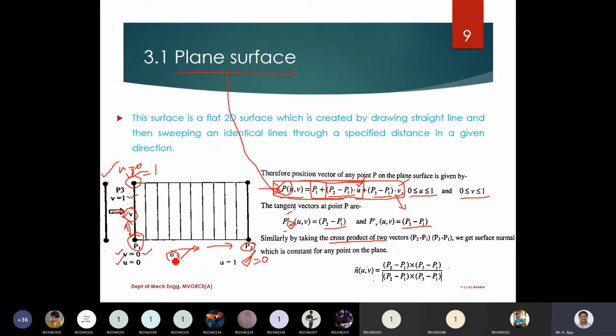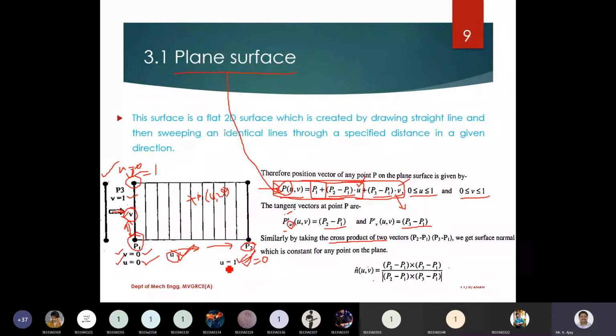So by varying u value from 0 to a maximum value of u equal to 1, I can get all the various points on the P2 minus P1 straight line. So now, if you say any point on the surface, this particular point comes not only through variation of u, but also variation of v. That's the reason this will be P of u comma v. Both variations will be considered.